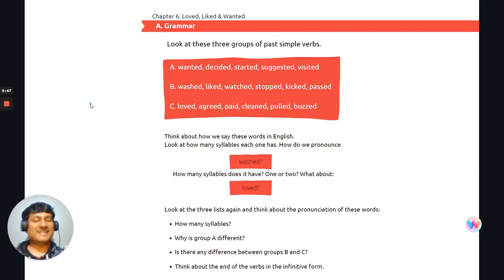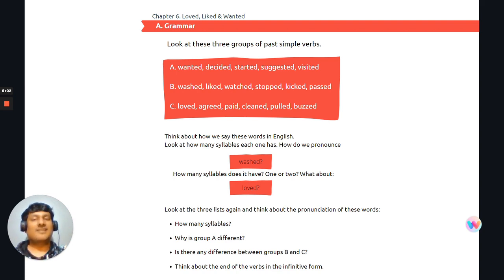Okay, lastly, we are asked to think about the end of the verb. Think about the end of the verb in the infinitive form, and it wants you to look at all these words and think of the infinitive form. Now, if you do not have an idea of what the infinitive form is, it's the dictionary form.